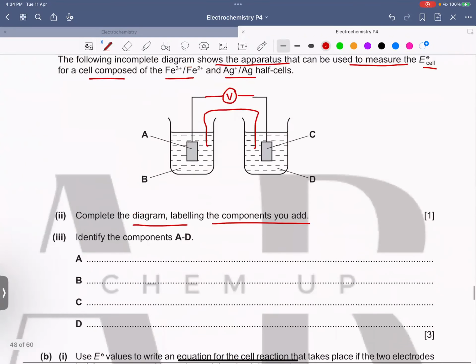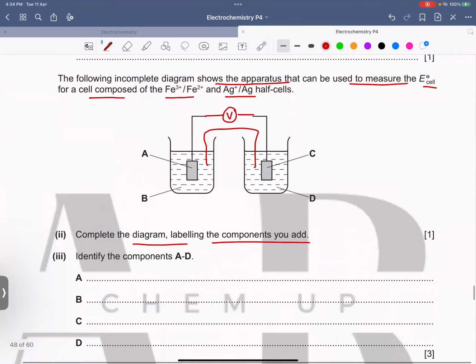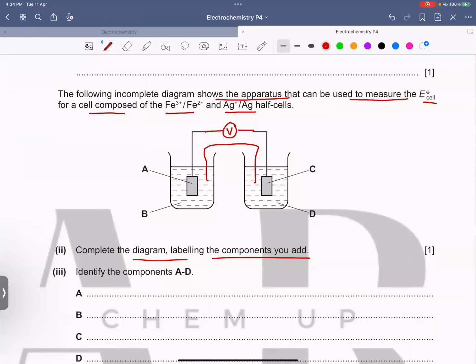The E is platinum. Why? Because the solution has ions, both ions. Can A not be silver? E silver.